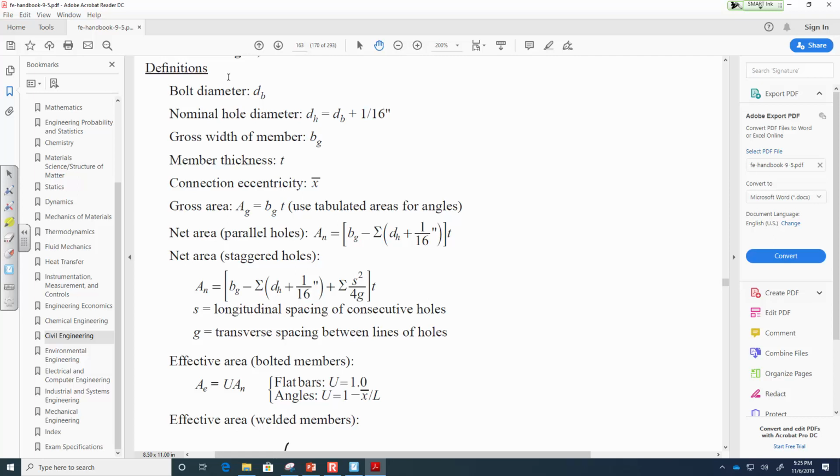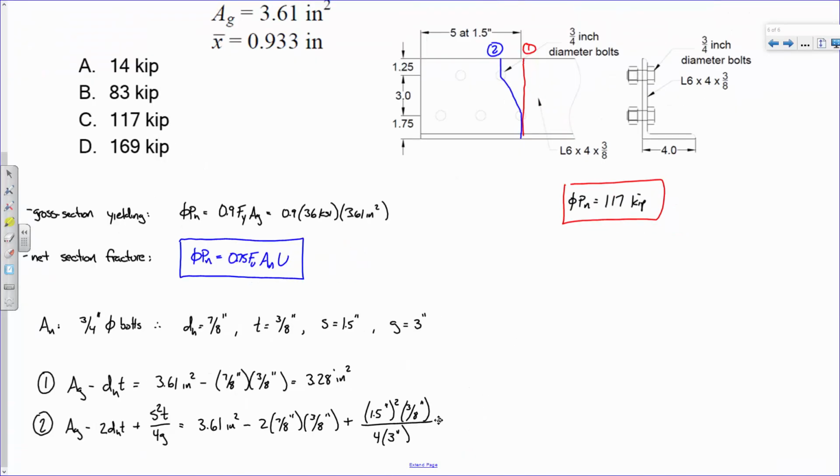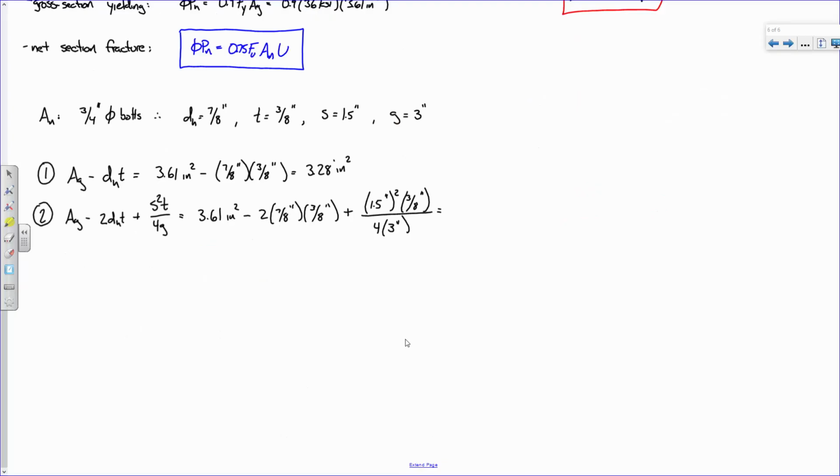I don't like the way the manual does that. Yeah, the manual says DH plus a 16th, but then DB plus a 16th, so you're adding 16th twice. I really don't like that the manual does that. I wish they'd just keep it simple. You're exactly right, that's a very astute observation, Matt.